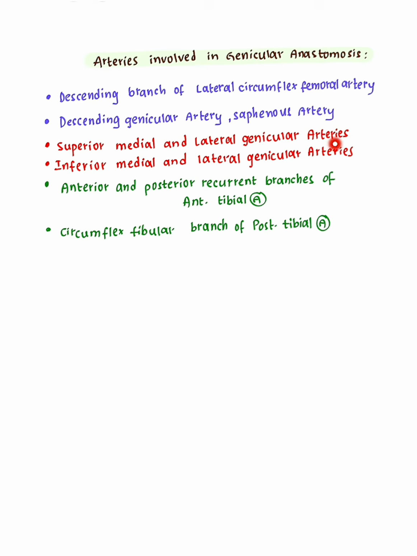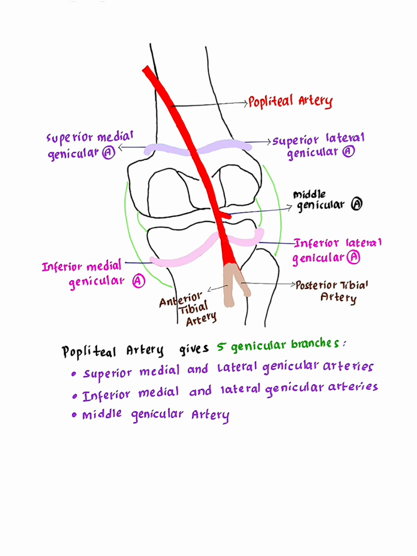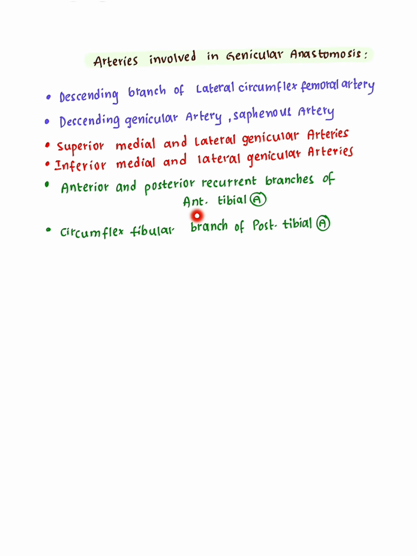Superior medial and lateral genicular arteries, inferior medial and lateral genicular arteries. These are branches of popliteal artery. Popliteal artery gives superior medial genicular artery, superior lateral genicular artery, inferior medial and inferior lateral genicular arteries. Anterior tibial artery gives anterior and posterior recurrent branches. Posterior tibial artery gives circumflex fibular branch. These are the branches involved in genicular anastomosis.